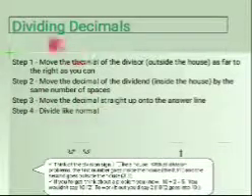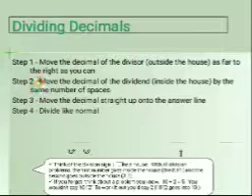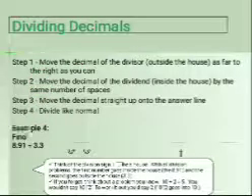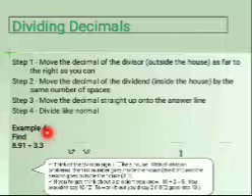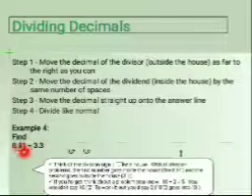Now to explain the 4 steps here, let me give you this example. Number 1, example: 8.91 divided by 3.3.